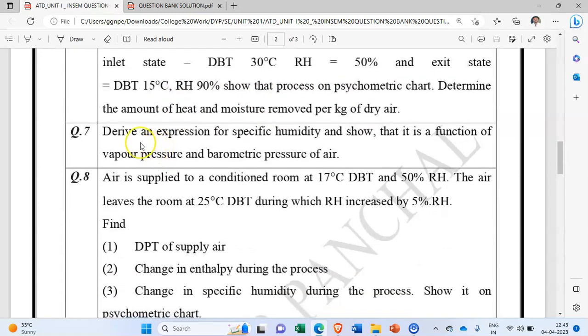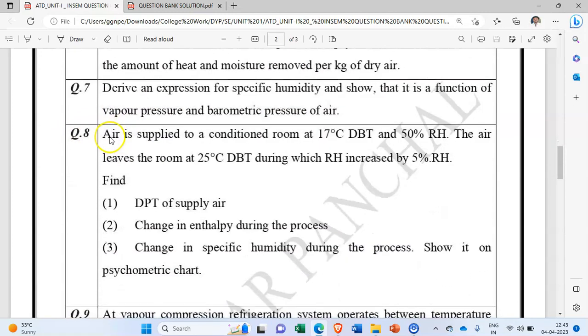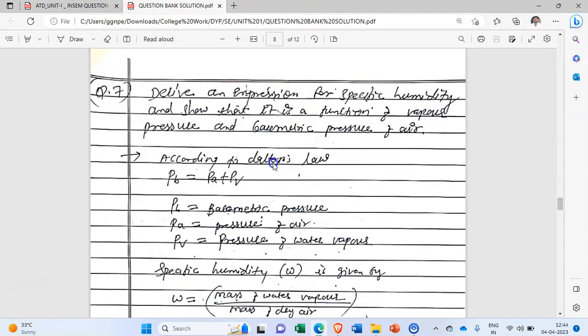Now let us see question number 7, that is: derive an expression for specific humidity and show that it is a function of vapor pressure and barometric pressure of the air. So this is also a very simple question. What we have to do is just derive the equation for the specific humidity, and in that we have to show that it is a function of vapor pressure and barometric pressure of the air. So let us see how it is done.